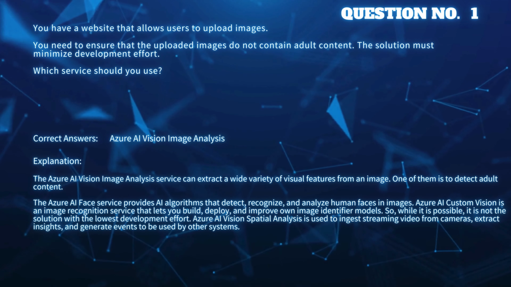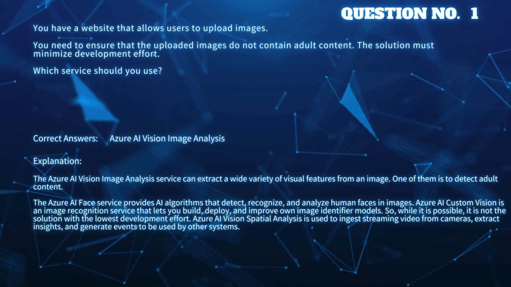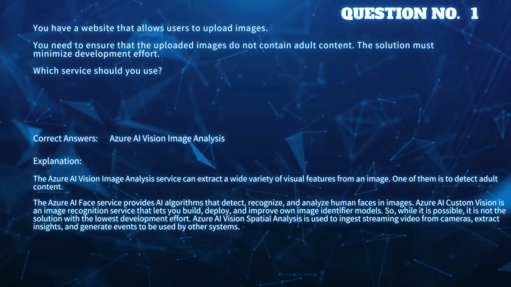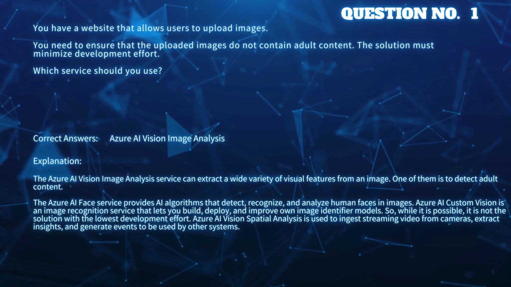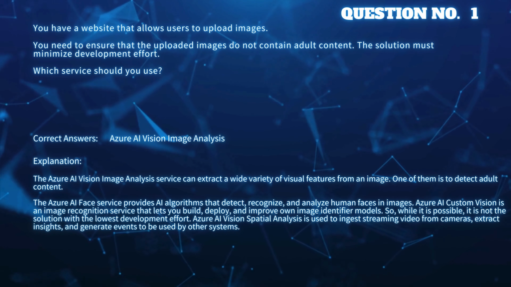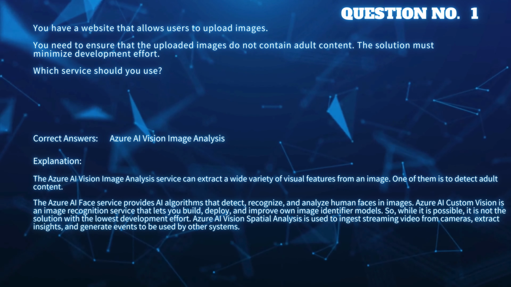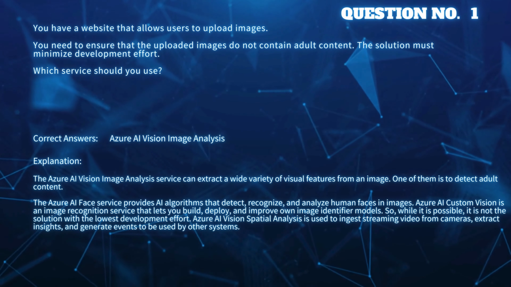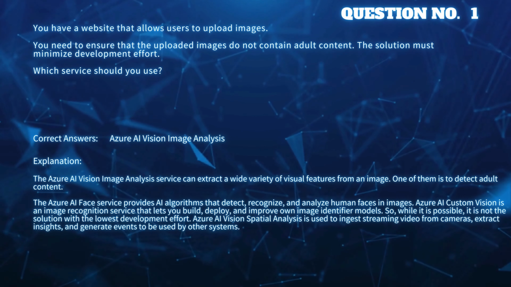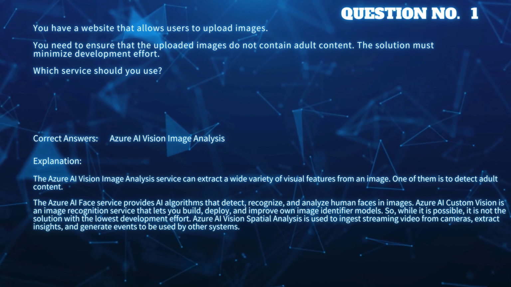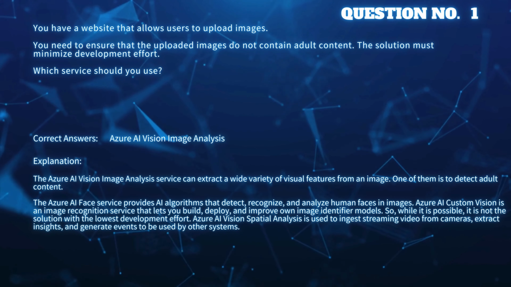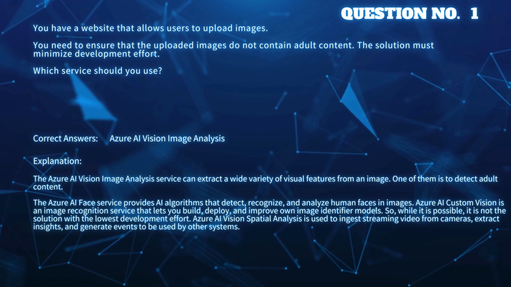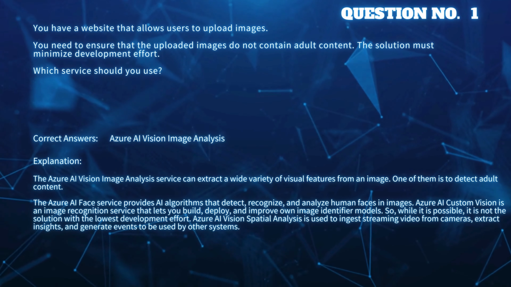Explanation: the Azure AI Vision Image Analysis service can extract a wide variety of visual features from an image. One of them is to detect adult content. The Azure AI Face service provides AI algorithms that detect, recognize, and analyze human faces in images. Azure AI Custom Vision is an image recognition service that lets you build, deploy, and improve your own image identifier models. So, while it is possible, it is not the solution with the lowest development effort. Azure AI Vision Spatial Analysis is used to ingest streaming video from cameras, extract insights, and generate events to be used by other systems.